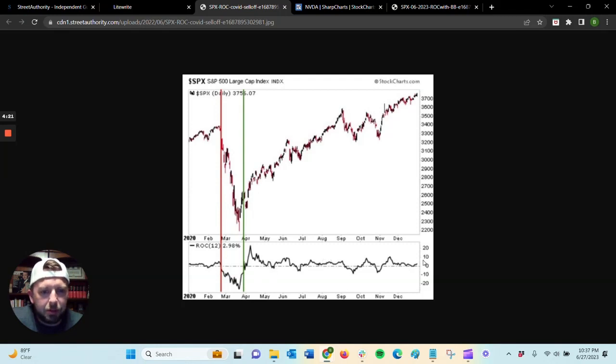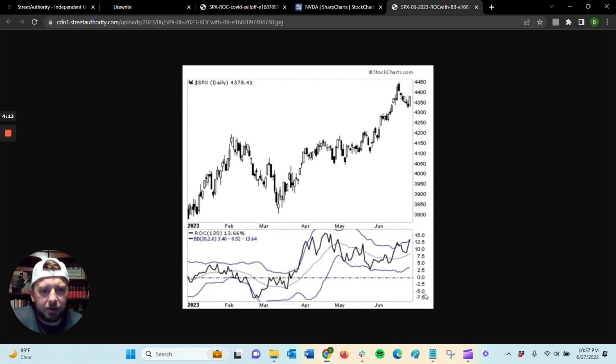Here's another pro tip. You can take it a step further by combining ROC with something like Bollinger Bands. When ROC is above the upper Bollinger Band, it indicates that prices have advanced quickly and a reversal could be near. On the flip side, when it falls below the lower band, you could expect an upward move in prices. I've got a chart here of the S&P currently so you can see how that looks.